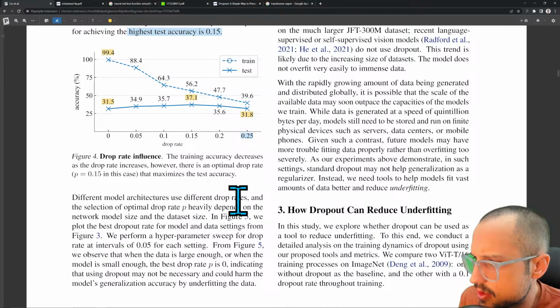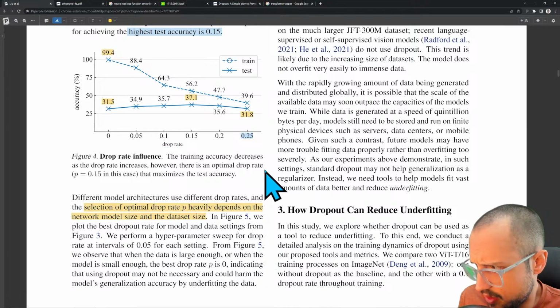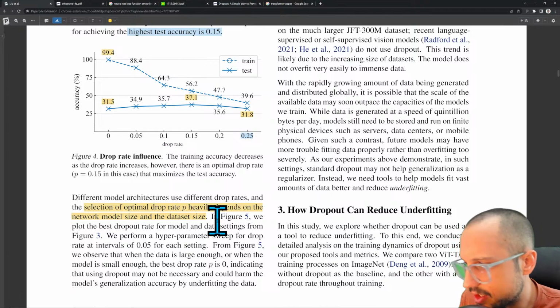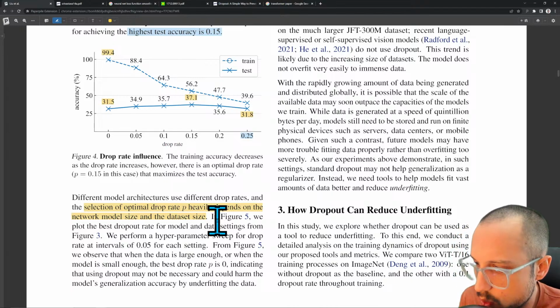Different model architectures use different drop rates, and the selection of optimal drop rate P depends heavily on the network model size and dataset size. Not only that, but it's also going to depend on the type of task that you have, the type of loss that you have, how much data you have. There are so many variables here that when you're doing your hyperparameter sweeps, if you're training your own model, you're going to want to sweep over a couple different drop rates in order to find the drop rate that works best for you.